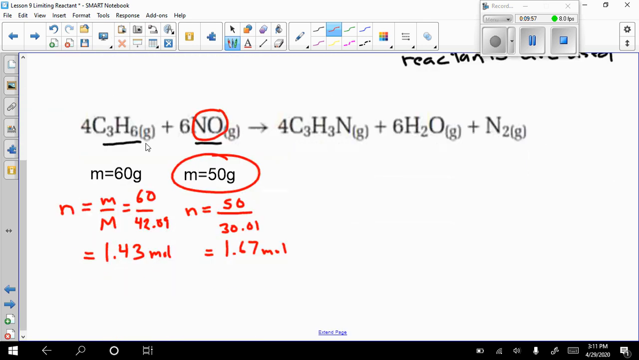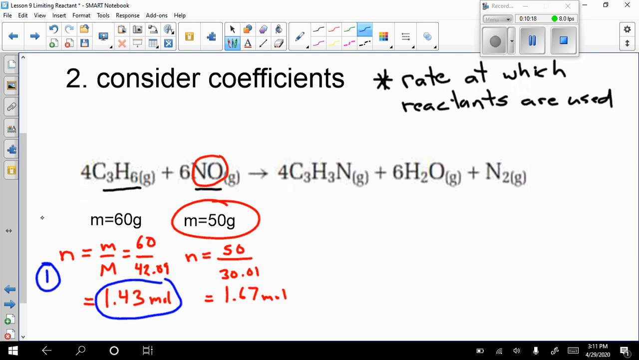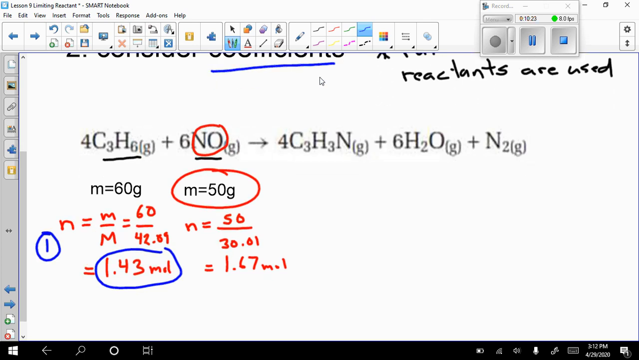And now let's say you're turning to the friend who had asked you. The friend goes, oh, okay, so you've converted to moles, so therefore this one has fewer moles, so it's the limiting reactant. And at that point, you say, whoa, whoa, whoa. Well, actually, we've only considered one of the important things because we also have to consider the coefficients from the chemical reaction because these reactants get used up at different rates. And that's what really this 4 and this 6 mean, is that 4 of these react with 6 of these.